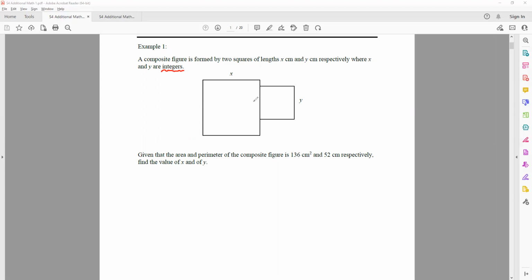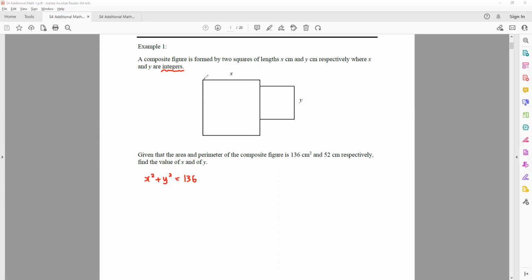So the easier one to form is of course area. So area of this big square is actually just x squared. The area of the small square is just y squared. So x squared plus y squared is equals to 136. Okay, next the perimeter is 52.